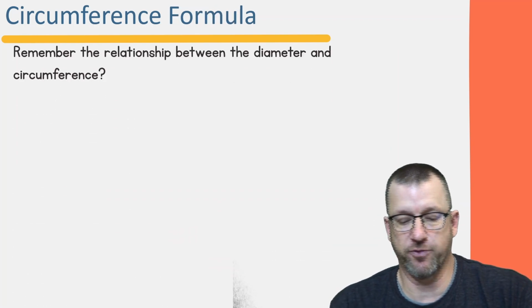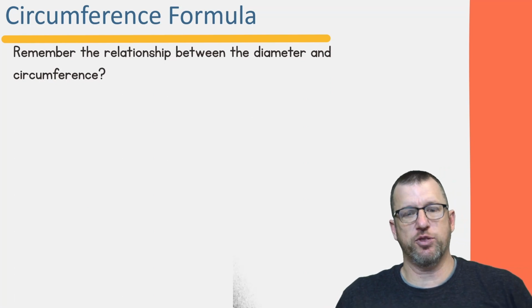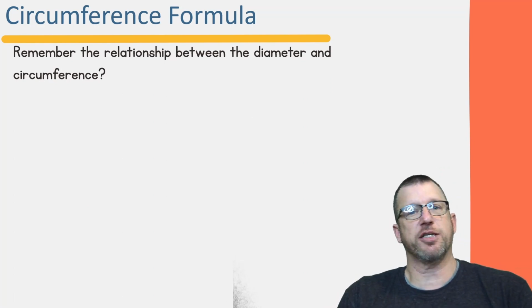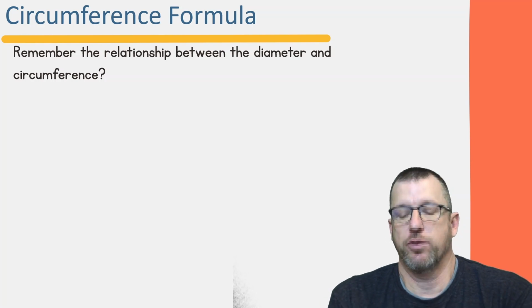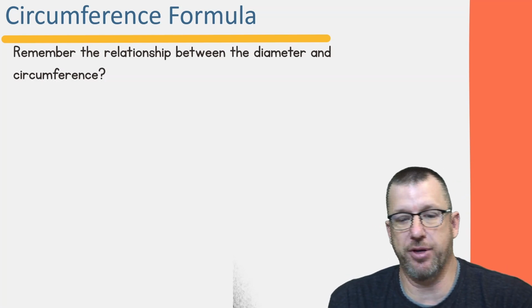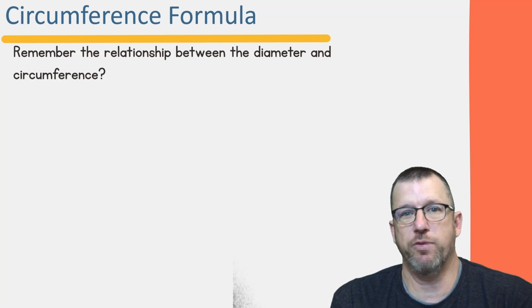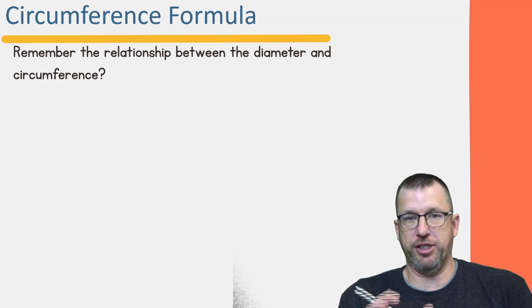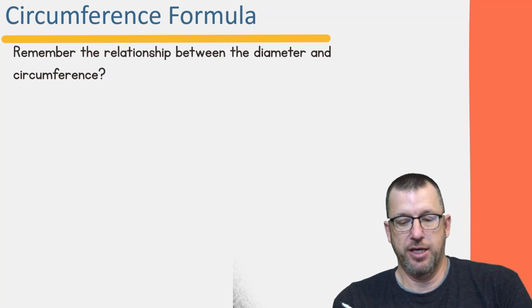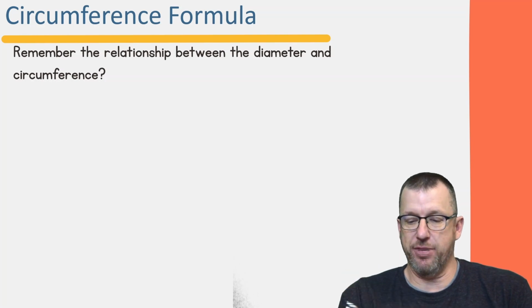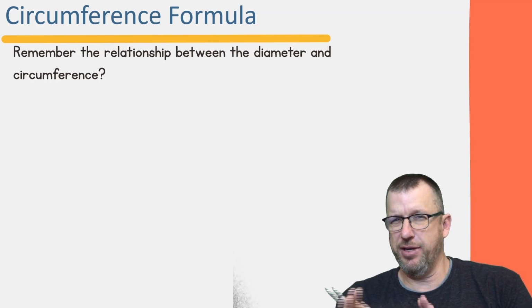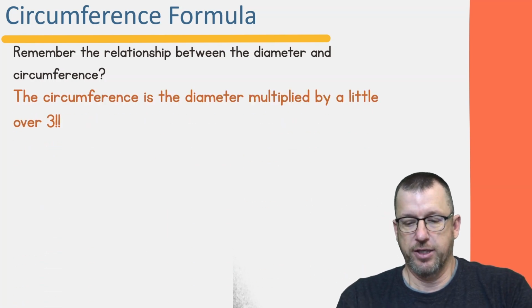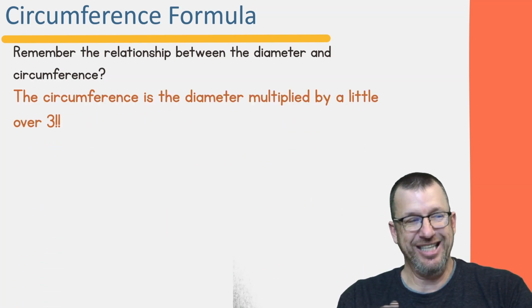Okay, so let's talk about the circumference formula. This one's pretty simple if you just remember the approximation of pi and the relationship between the diameter and circumference. When we were working on approximation of pi, we talked about how there was a certain ratio between diameter and circumference. And what we found out was that if we take the diameter and multiply it by a little bit over 3, it'll give us our circumference. Okay, so the circumference is the diameter multiplied by a little over 3.